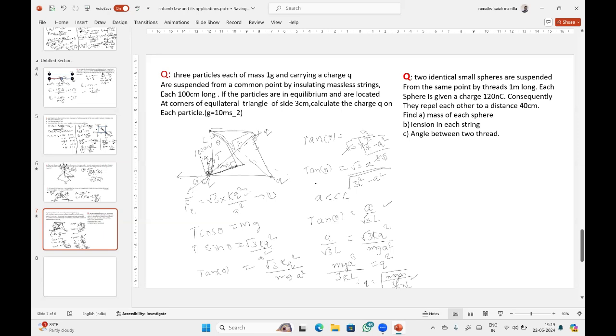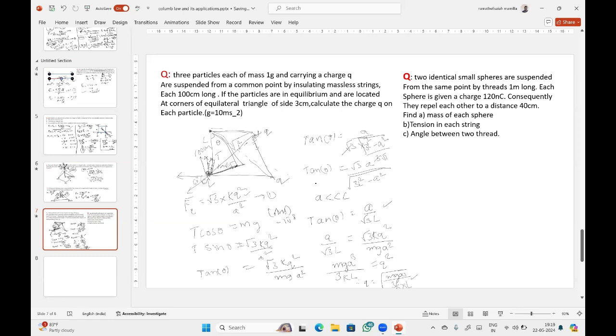So if you substitute the given values, you will get the answer as 10 power minus 8 coulombs. Right, so this is the answer. Now similarly, see, this is also the same as this, but it is an easier model.